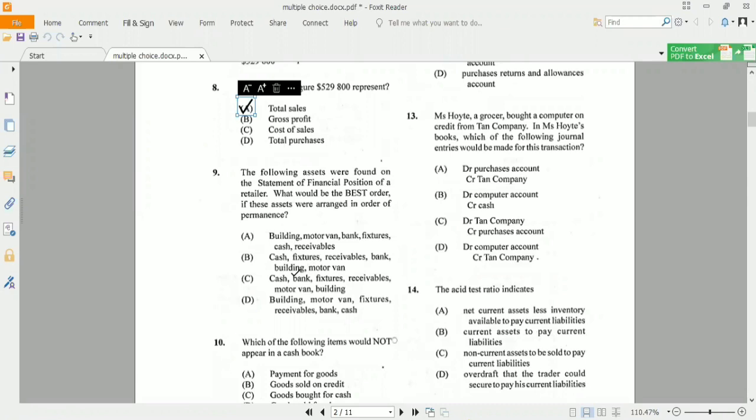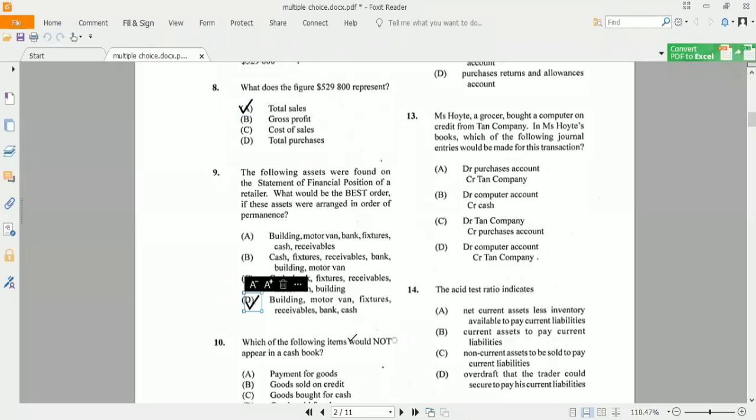So here we go. Based on the question, we know that B and C cannot be the response because they start with cash. Cash is the most liquid asset, so we cannot start with that. So it has to be between A and D. And based on that, our response is D.